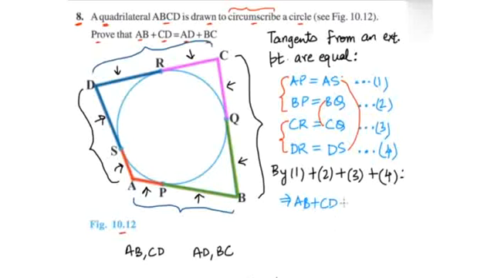So on the right side we will get AD plus BC, and this is what we had to prove, that AB plus CD is equal to AD plus BC. This is actually an important result from circles: if you have a quadrilateral circumscribing a circle, then the two pairs of opposite sides will have the same sum. Just like in this case, AB and the opposite side CD have the same sum as AD and the opposite side BC. Okay, so this completes our proof for question number 8.